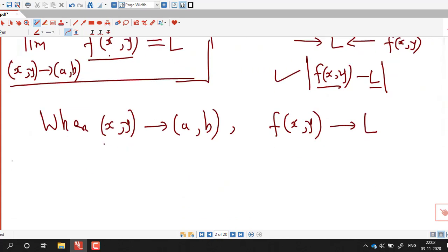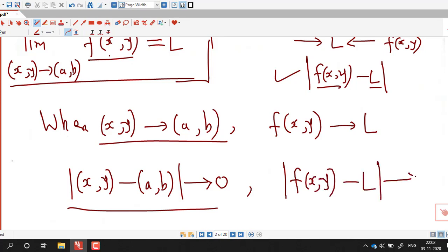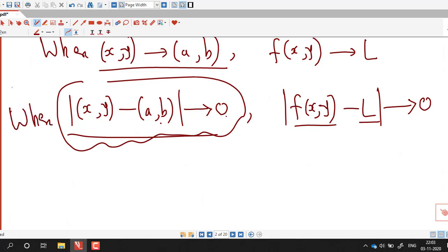This means whenever the distance between (x, y) and (a, b) is going near to 0, that is, when (x, y) is very near to (a, b), the distance is very small. So whenever this distance is going near to 0, the distance between f(x, y) and L is also going near to 0. Informally, if we want to prove that the limit of f(x, y) is L as (x, y) approaches (a, b), we have to show that whenever this distance is going near to 0, this distance is also going near to 0.